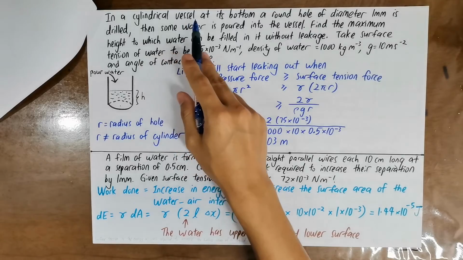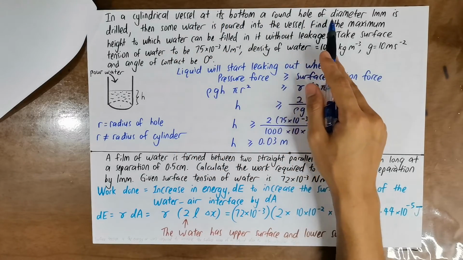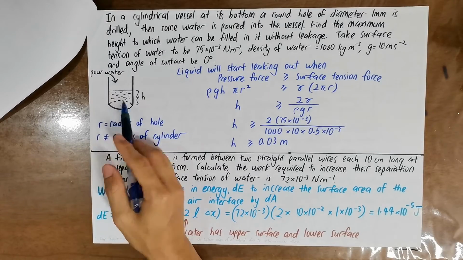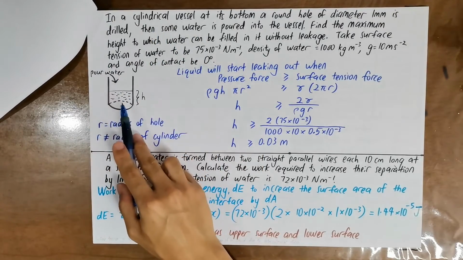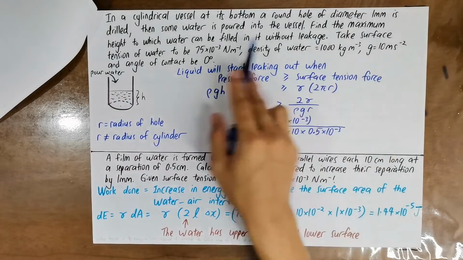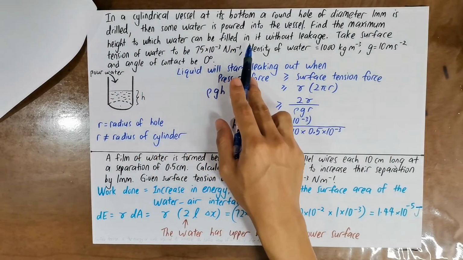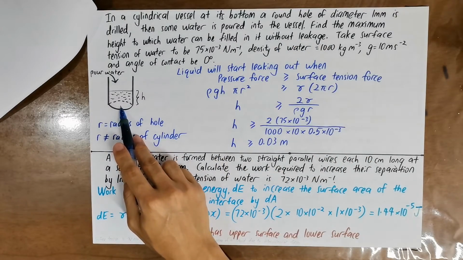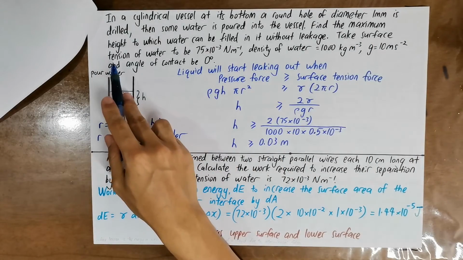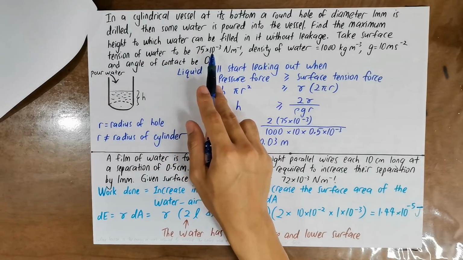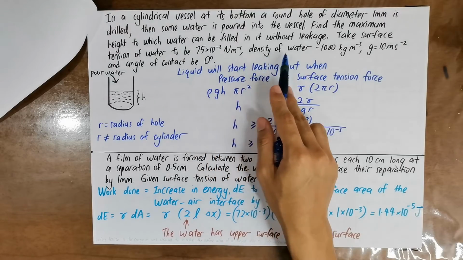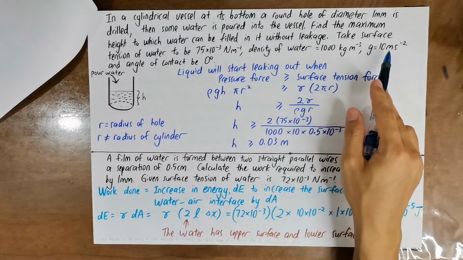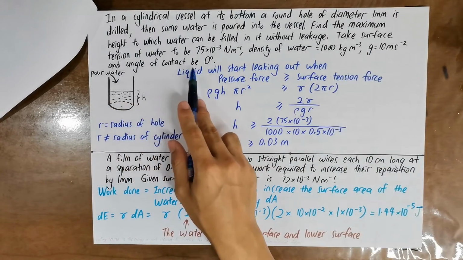In a cylindrical vessel, at its bottom, a round hole of diameter 1 millimeter is drilled. So you drill a hole, and then some water is poured into the vessel. Find the maximum height to which the water can be filled without leakage, without the water leaking out of this tiny hole. Take the surface tension of water to be 75 times 10 to the power negative 3 Newton per meter, the density of water is 1000 kilogram per meter cubed, the gravitational acceleration is 10 meter per second squared, and the angle of contact is 0.